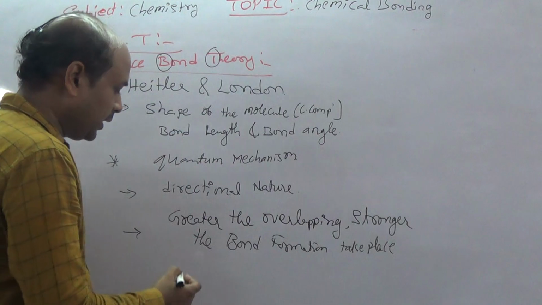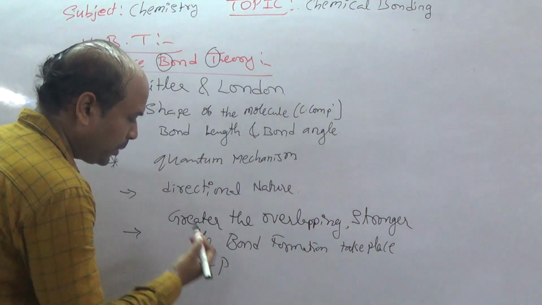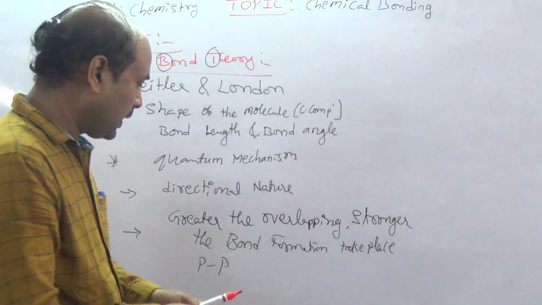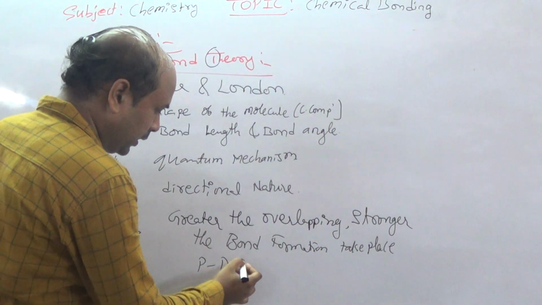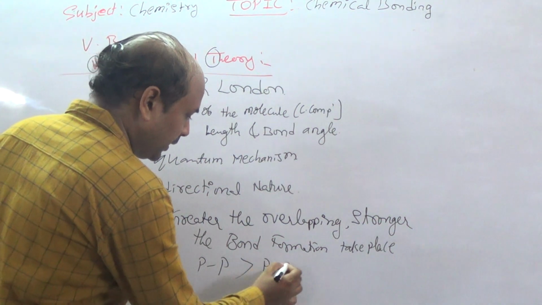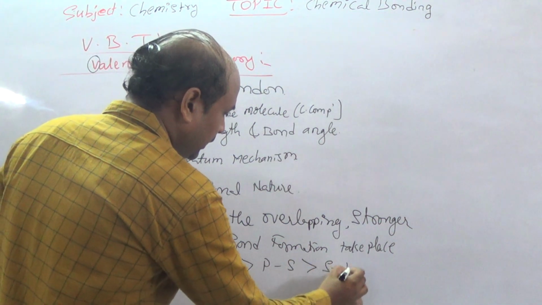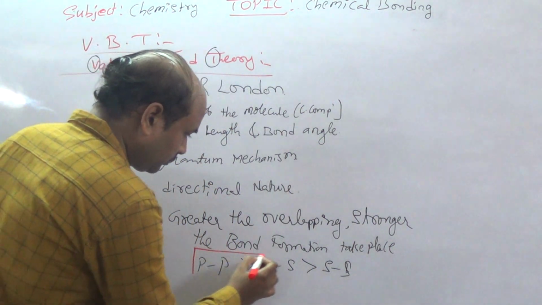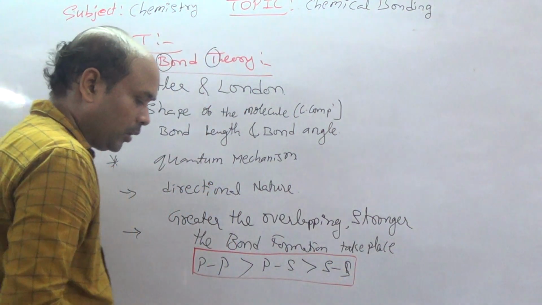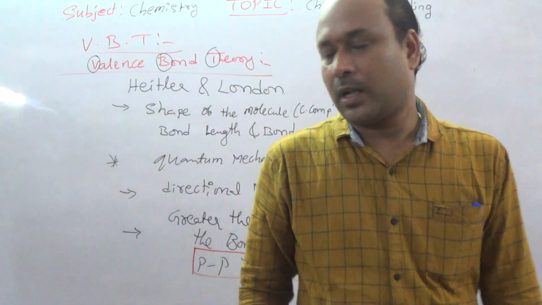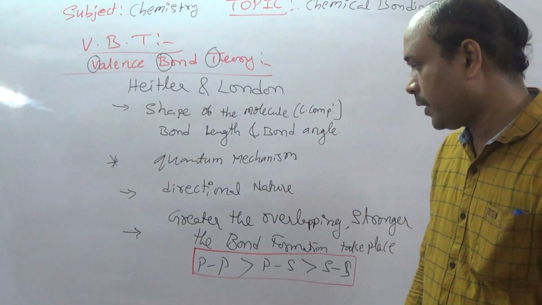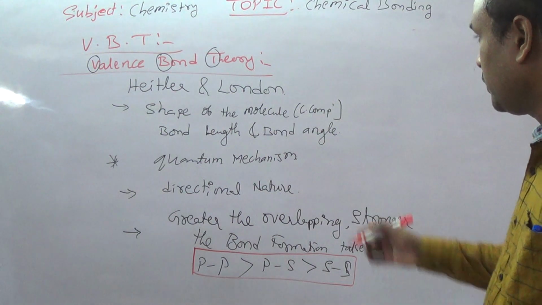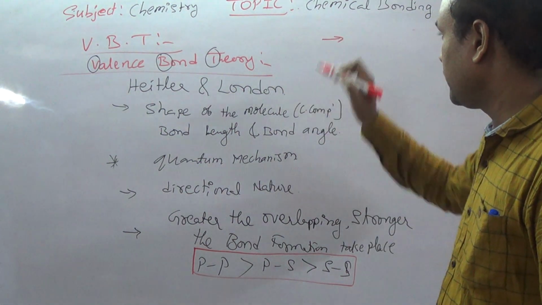So here that one is pp orbitals. pp atomic orbitals strongly undergo overlap and they form a strong bond, and then the ps, then the ss. So the overlapping of atomic orbitals follows this order. Greater the overlapping, stronger the bond formation takes place. Okay, this is another condition.